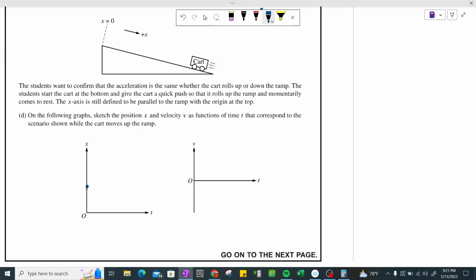Momentarily comes to rest. I can imagine we definitely don't want it going through the x-axis, because if it goes through the x-axis, that implies that it flew off the top of the ramp. So I might start it here, kind of draw my little parabola. Have it go like this, and it's going to curve back up.